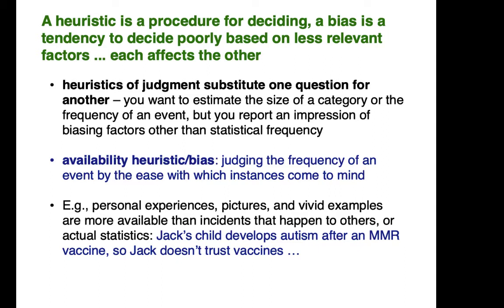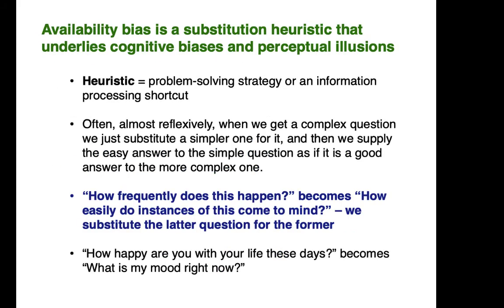Availability bias, availability heuristic, same thing. This is judging the frequency of an event by the ease with which instances come to mind. For example, personal experiences, pictures, and vivid examples are more available to us than incidents that happen to others or actual statistics. Jack's child develops autism after an MMR vaccine, so Jack doesn't trust vaccines. Availability bias is a substitution heuristic that underlies cognitive biases and perceptual illusions.